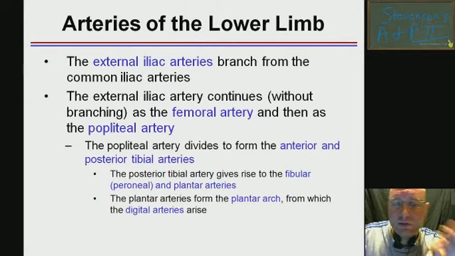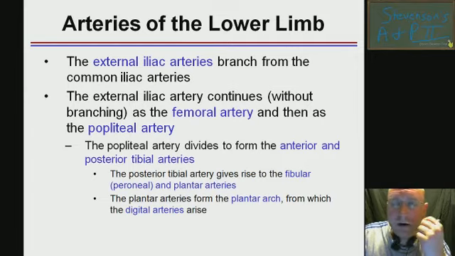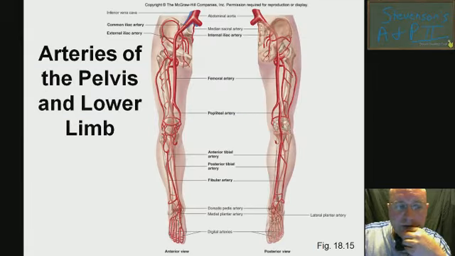The arteries of the lower limb. The external iliac arteries branch from the common iliacs, and the external iliac continues as the femoral artery and then as the popliteal artery. The popliteal artery divides to form the anterior and posterior tibial arteries. Tibial arteries supply your tibia and fibular bones and the areas around them, as well as the plantar areas. The plantar areas are those of the foot, where the distal arteries arise.